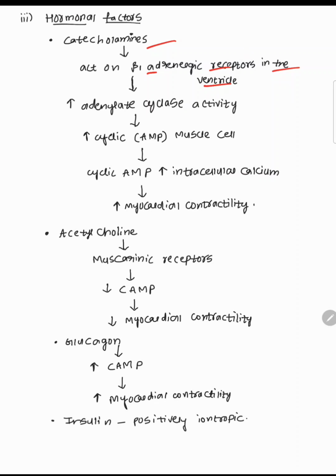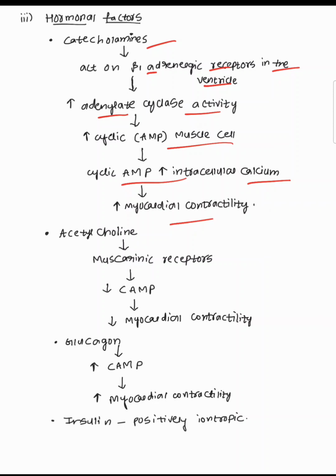These receptors increase the adenylate cyclase activity. This increases the cyclic AMP in muscle cells. Cyclic AMP increases intracellular calcium, so myocardial contractility increases. We know that calcium is important for contraction, so in that way it increases the myocardial contractility.